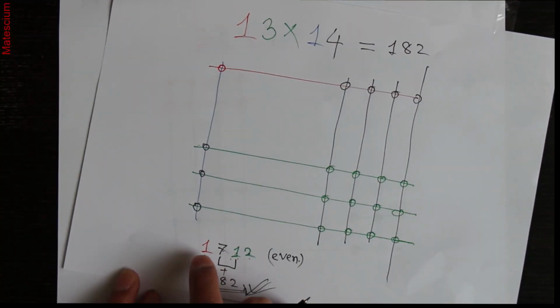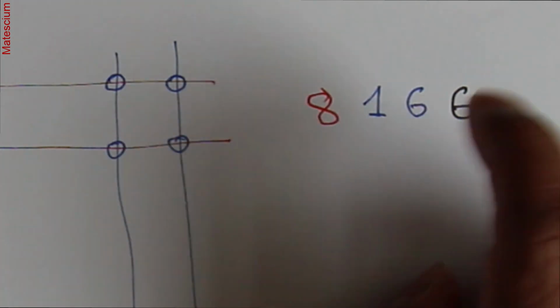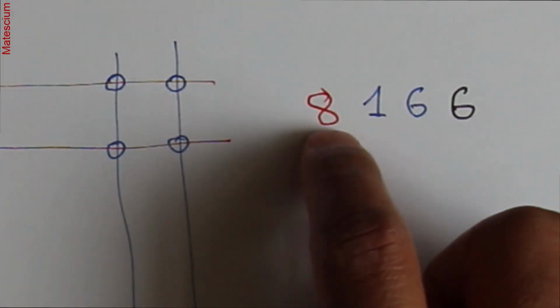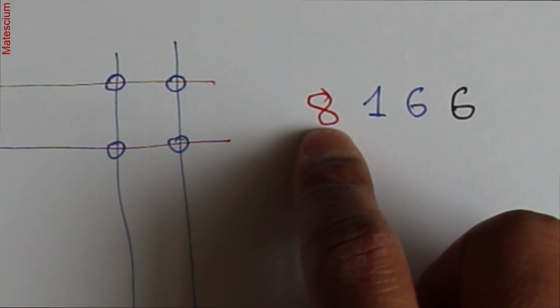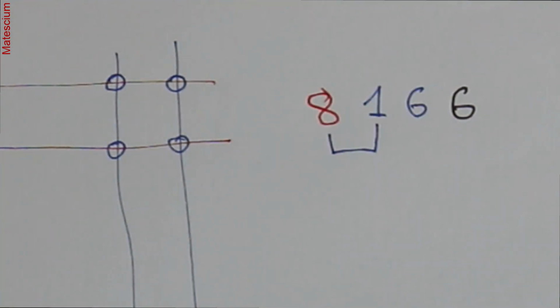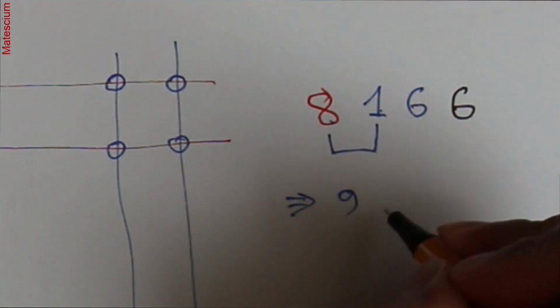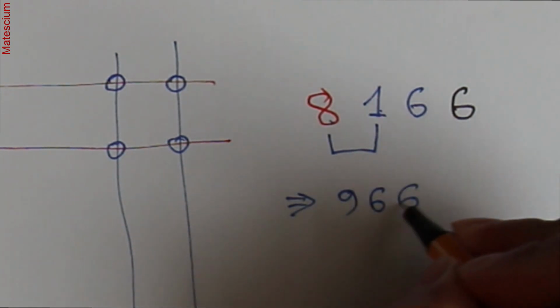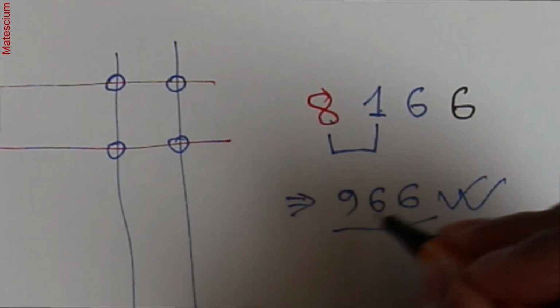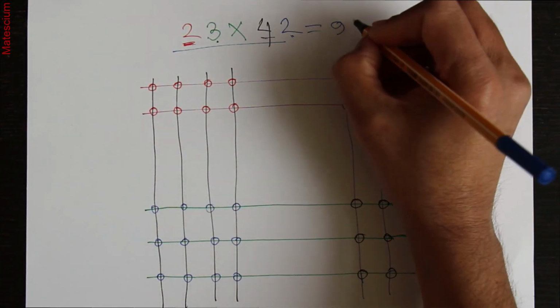We have to check this first digit. Is it odd or even? It was an odd number. And look at here: 1, 2, 3, 4 digits. 4 digits, and then this first number is an even number. In this case, we have to add the first 2 digits. Okay, so what is happening? 8 plus 1 is 9. 6 is here and this 6 is here. Yes, 966 is the answer. That means 23 times 42 is 966.